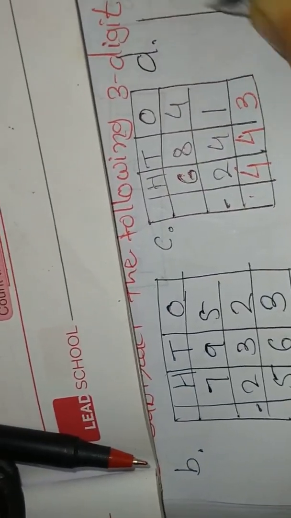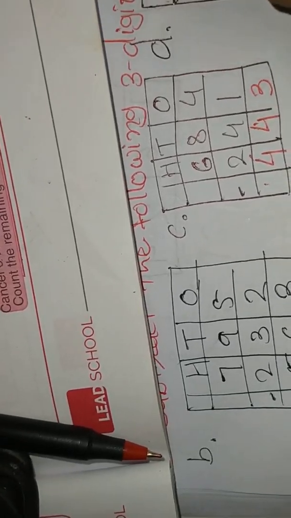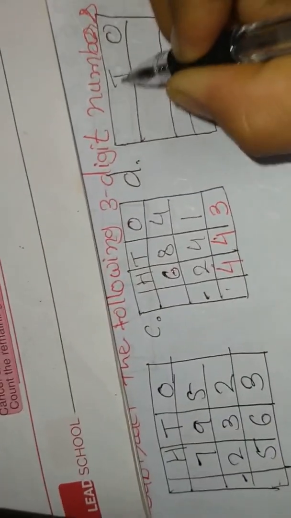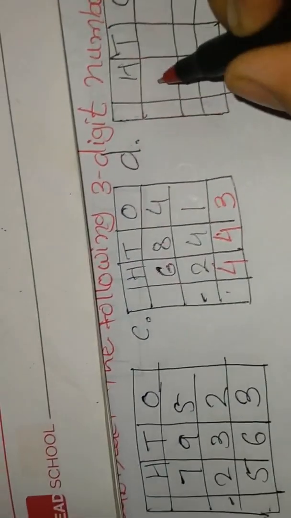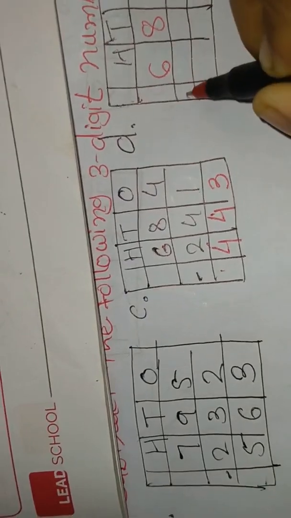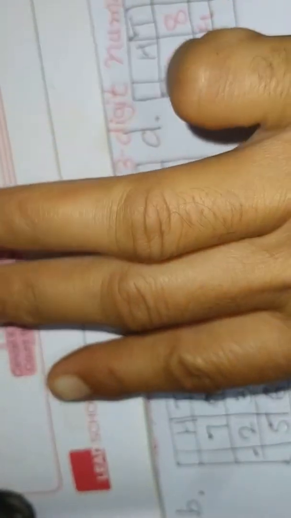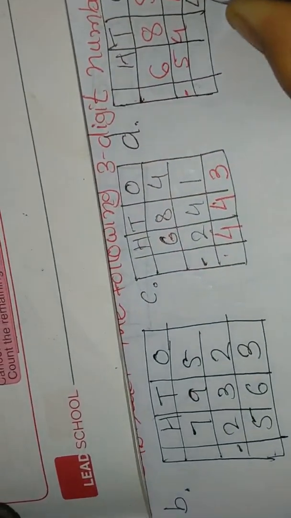Then the next, D sum. In that sum we have to draw the place value box first. Then we have to write ones, tens and hundreds. Then students, we have to write 685 minus 541. So in that, 5 minus 1: 5 on your finger, cut 1. The remaining number is 4. So here we have to write 4.